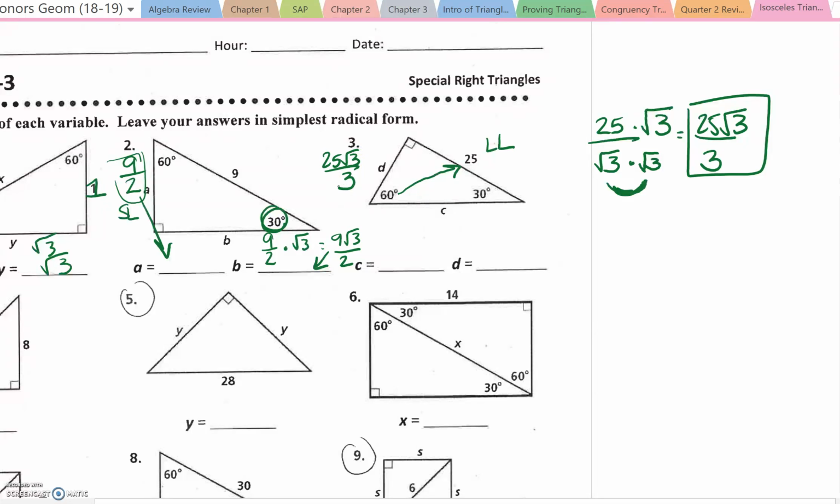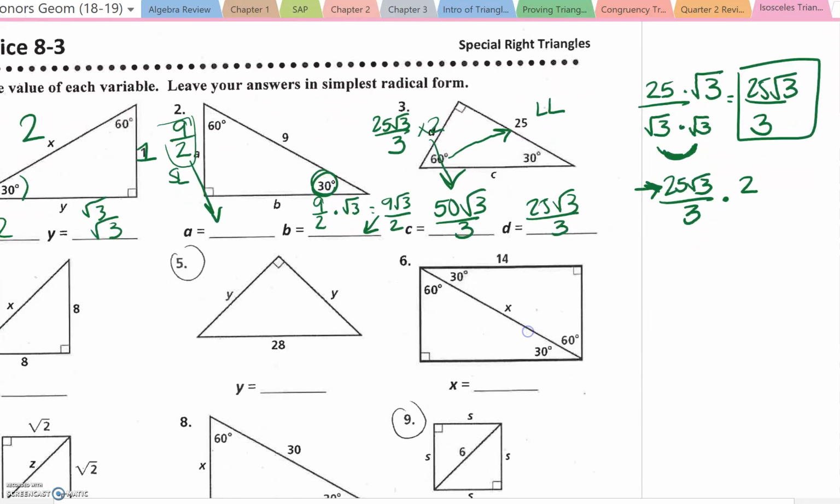In order to get the hypotenuse, I take the short leg and I multiply it by 2, or I double it. The only thing you're going to double is in the numerator, and it's the whole number. So if you double 25 root 3 over 3, you get 50 root 3 over 3. So this times 2 is this. D was 25 root 3 over 3. So they are going to get a little bit more difficult. I'll do another one like that right now.